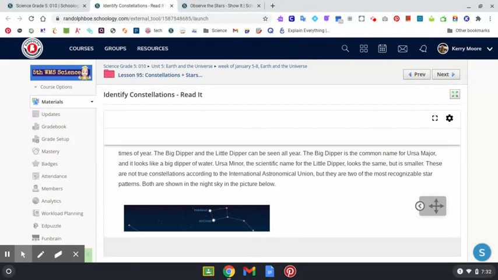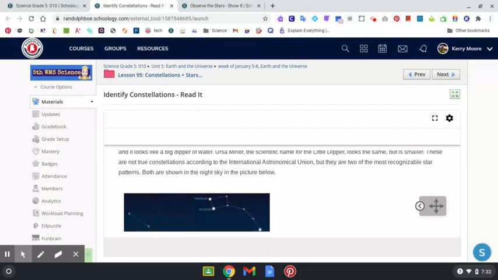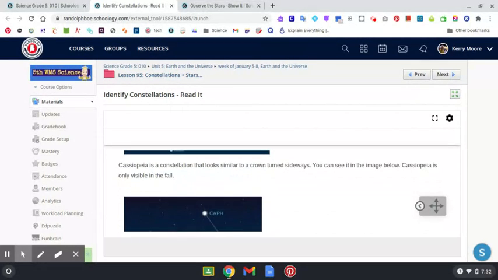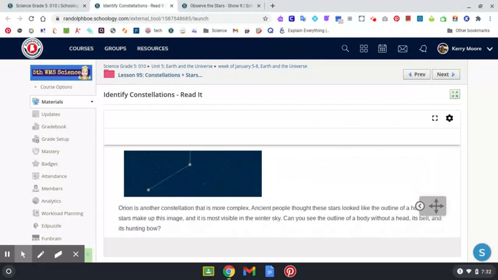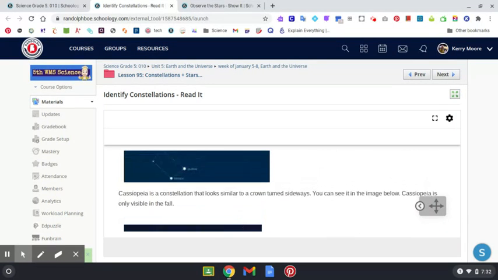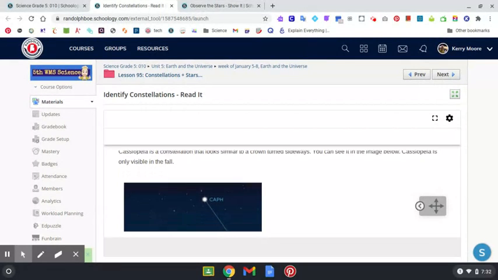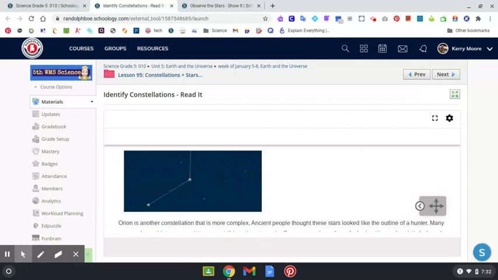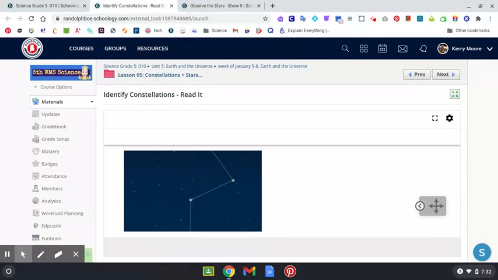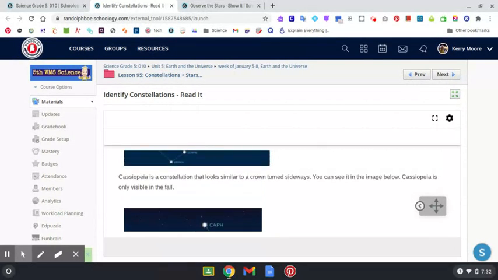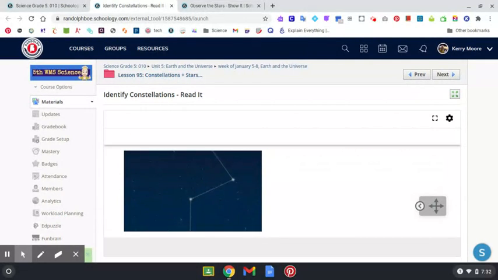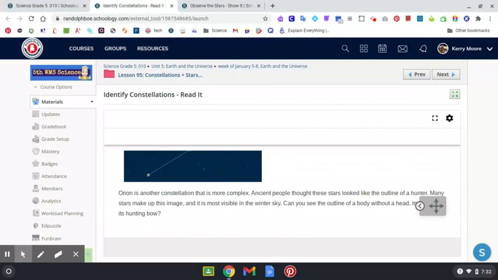These are not true constellations according to the International Astronomical Union. Okay, and then here we've got Cassiopeia. It's a constellation that looks similar to a crown turned sideways. You see that crown right there? It's only visible in the fall, which I find fascinating.